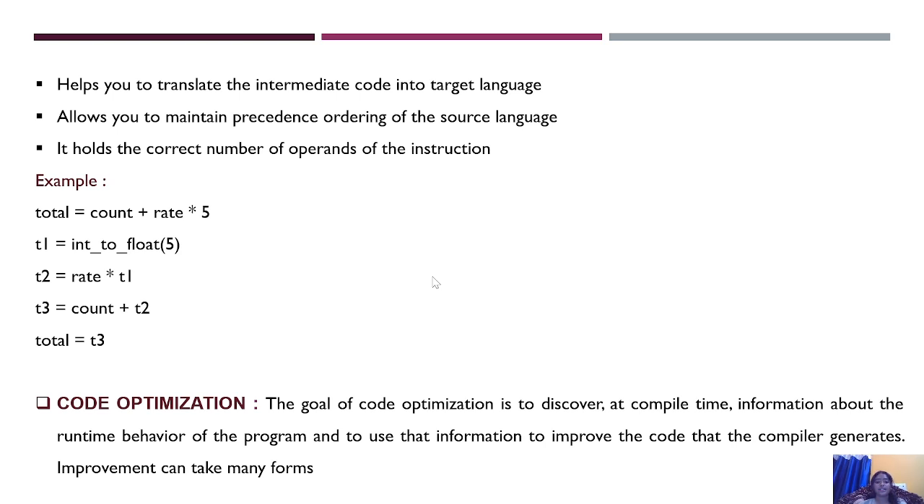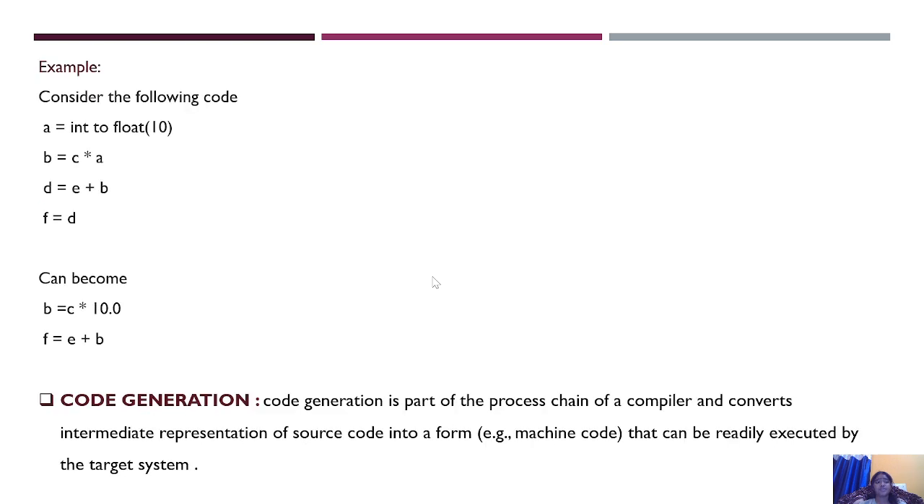Code optimization. The goal of code optimization is to discover at compile time information about the runtime behavior of the program and use that information to improve the code that the compiler generates. Improvement can take many forms.